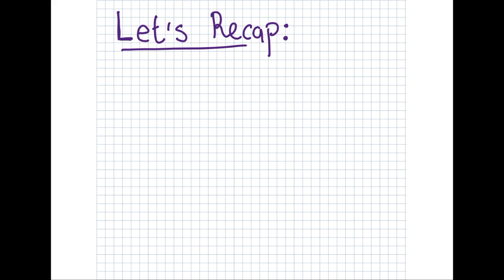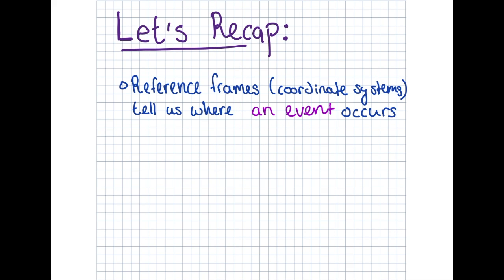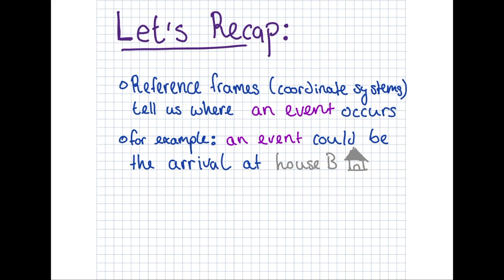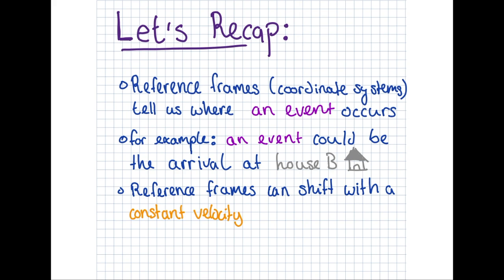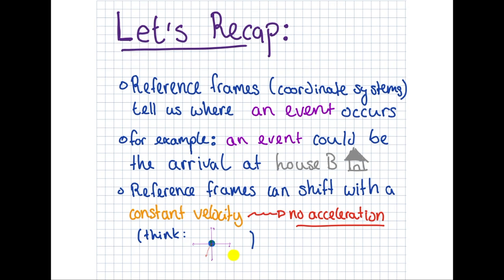Pause. Let's recap what this all means. Reference frames or coordinate systems tell us where an event occurs. For example, an event could be the arrival at house B. In addition, reference frames can shift with a constant velocity, which means no acceleration. Think the Earth orbiting the Sun.